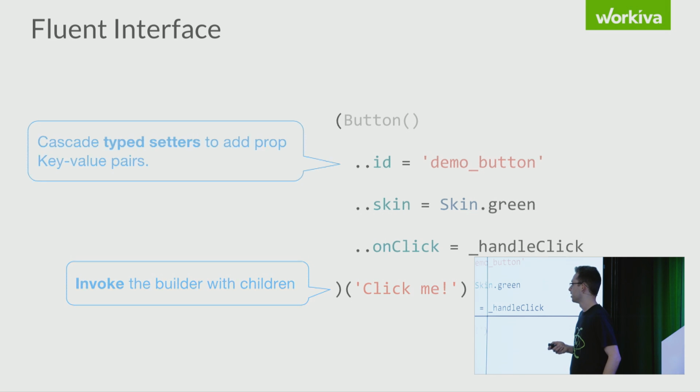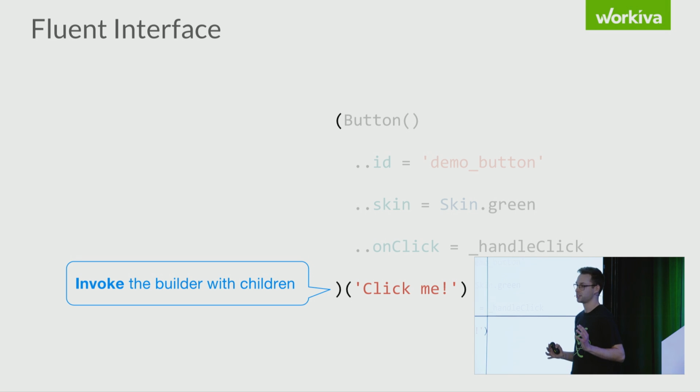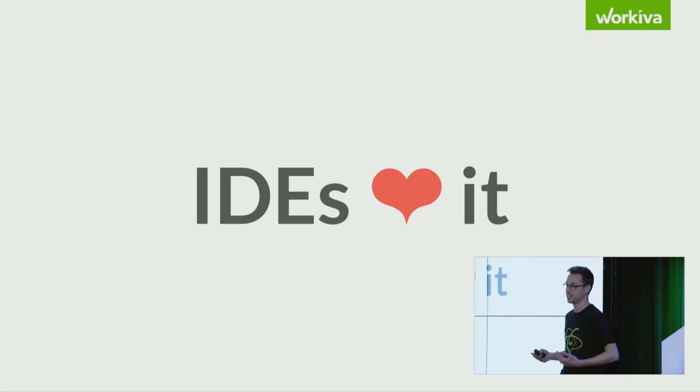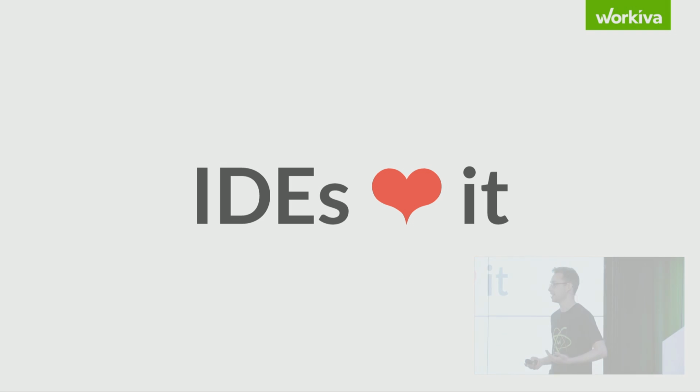And then finally, I wrap up that expression of that builder, and then I invoke it with the children I want to nest inside that component, and then that returns a virtual DOM instance of my button. And that's it. So the first thing about this syntax is that it's such a joy to work with in an IDE compared to the old string key method.